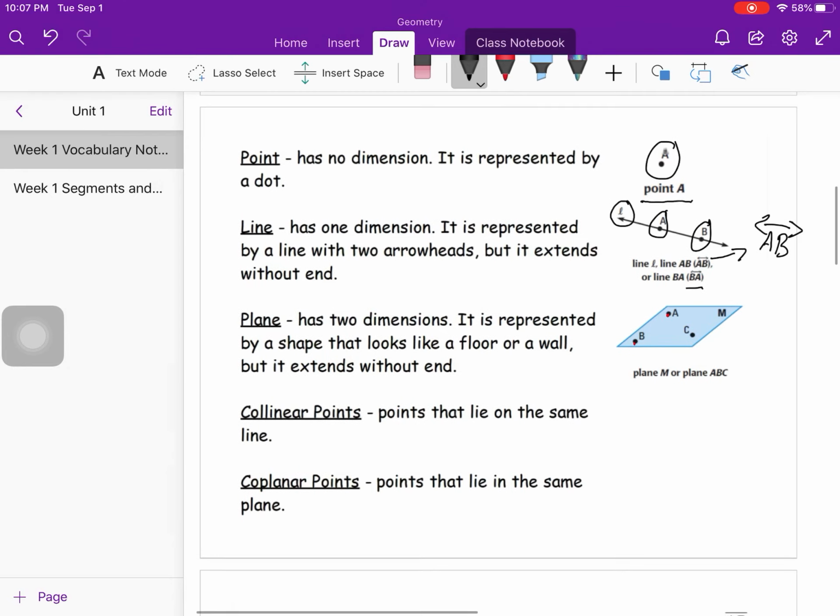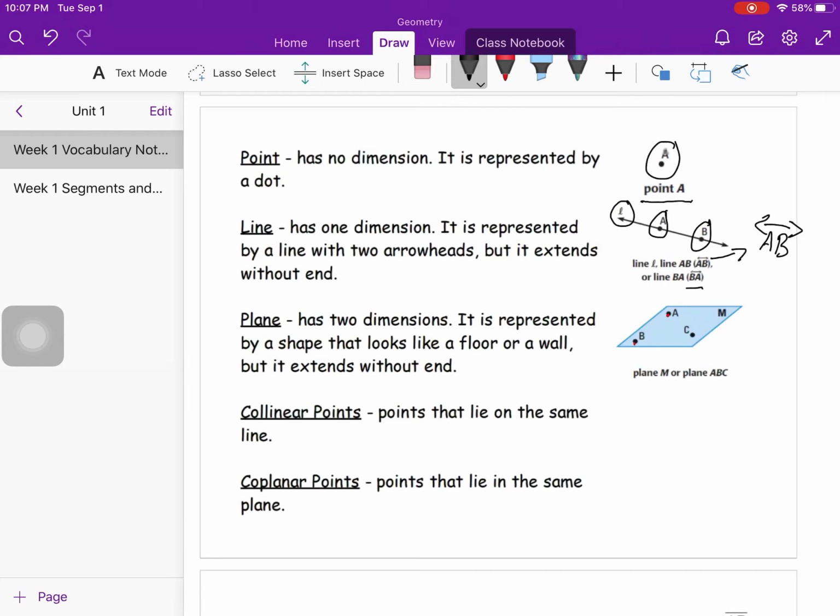Next we have a plane. A plane has 2 dimensions and it is represented by a shape that looks like a floor or a wall, but it extends without end. So the best example of this that you're familiar with is the coordinate grid. The X and Y coordinate grid is another example of a plane. You know it goes forever and ever, up and down, left and right.